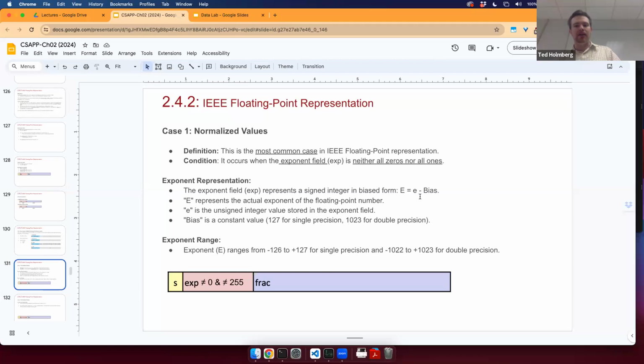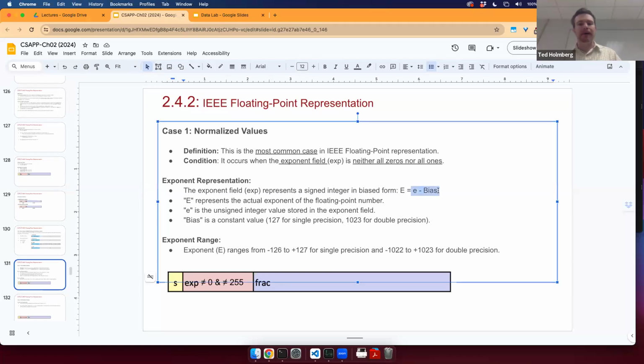The little e here inside of our equation, E minus bias, is going to be the unsigned integer value stored in the exponent field. And this bias is going to be a constant value. It's 127 for single precision or 1023 for double precision. And so that will give us a range of between minus 126 to 127 in single precision, or minus 1022 to 1023 in double precision.